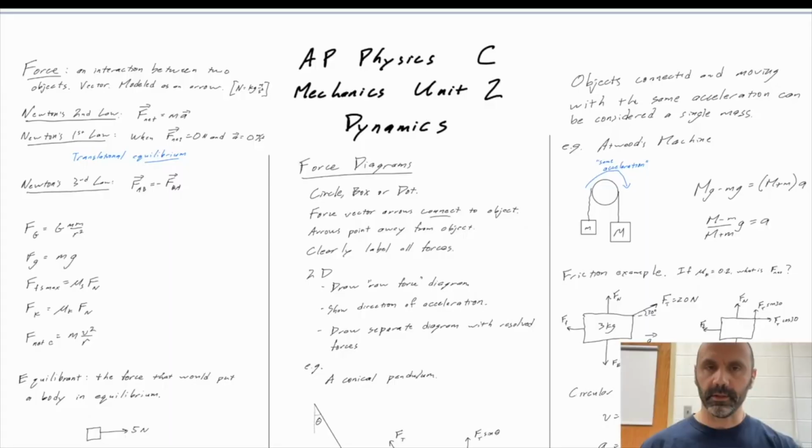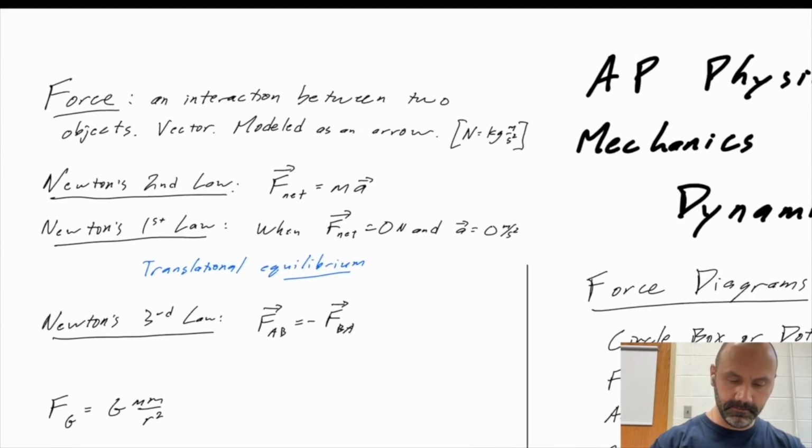Hello, friends. Today we're going to take a look at reviewing AP Physics C Unit 2, Mechanics. This is usually referred to, the way that we construct it, at least the way that I've put the unit together, as dynamics. So basically, Newton's laws, primarily Newton's second law. So let's take a look.